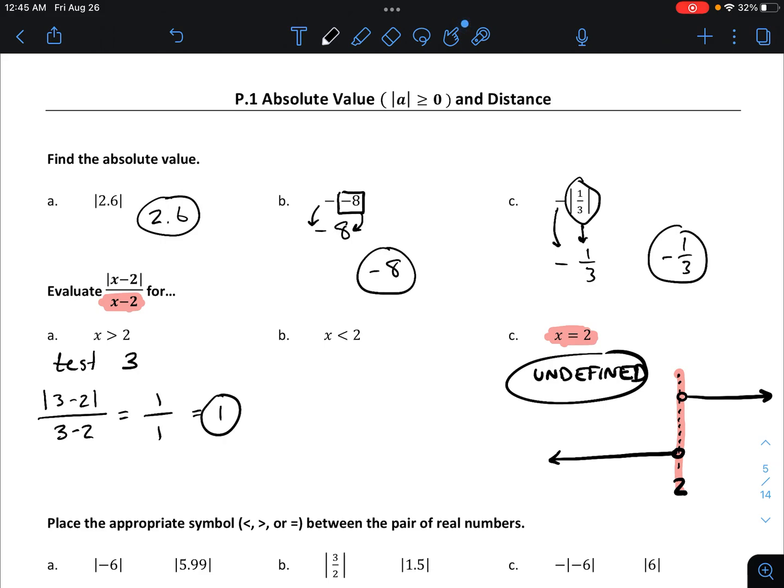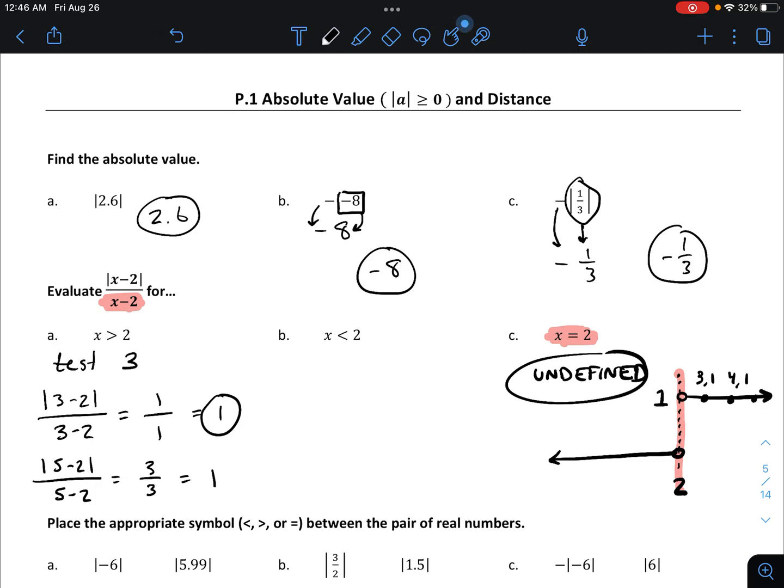So that means that when x is bigger than 2, no matter what, even if we try 5, we would do absolute value of 5 minus 2 over 5 minus 2. This is 3 over 3, which is still 1, right? So it doesn't matter what number you test. As long as it's bigger than 2, you're going to get an answer of 1. And that's why this is all at positive 1 here. So this would be 3 comma 1. This would be 4 comma 1. This would be 5 comma 1, right?